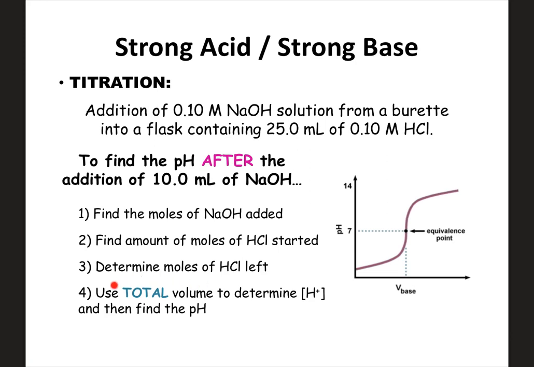Then you use your total volume. That's key. You've added a certain amount of NaOH now, and you started with a certain amount of HCl. You use your total volume here to determine the concentration of H+. You have the moles of H+ from step 3, so you have your new total volume, get it to be moles over liters, determine your concentration of H+, then you can do the negative log of the concentration of H+ to find the pH.